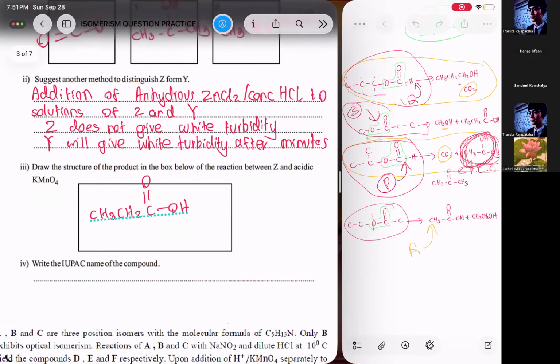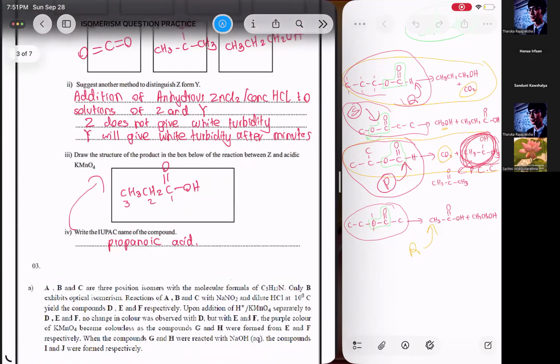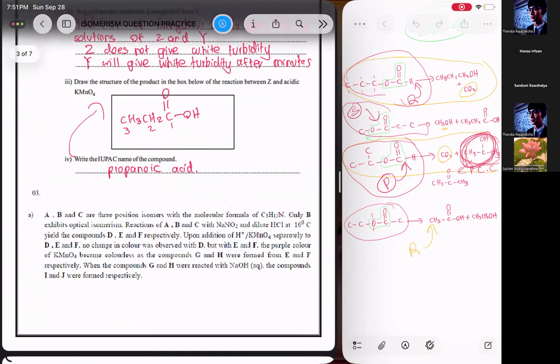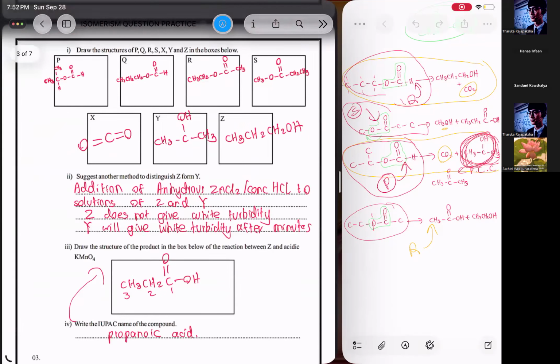Write the IUPAC name of the compound. I hope they are referring to this compound. Right? So this is 1, 2, 3. Meth, prop. This is propanoic acid. There you go. Write this down quickly. Take a screenshot if you want.